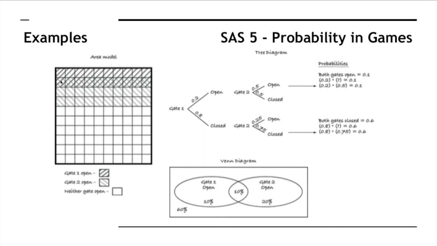And notice that they coincide in this little 10% row, or 10 out of 100, when they're both open. And to prove it, neither gate is open 60% of the time. This is 1, 2, 3, 4, 5, 6 times 10, 60 blocks out of 100. So all 3 of these models help describe that particular situation.